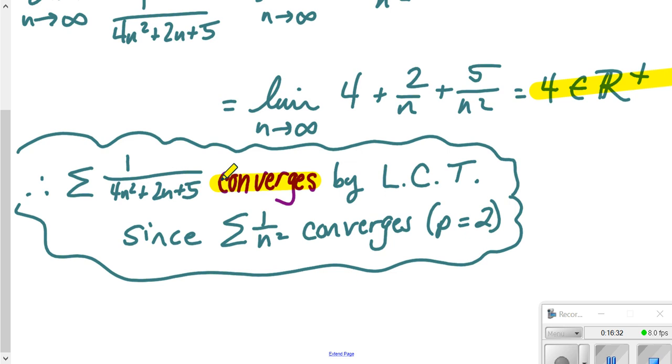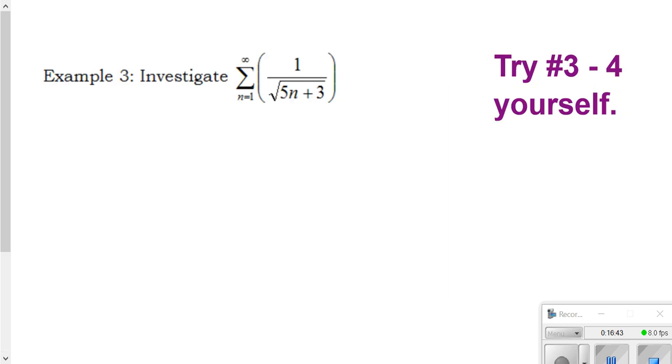So let's have you do that and then come back and we'll do 5 together. Okay, so 3 and 4, pause the video and then come back and check 3 and 4. Okay, try 3 and 4 alone.